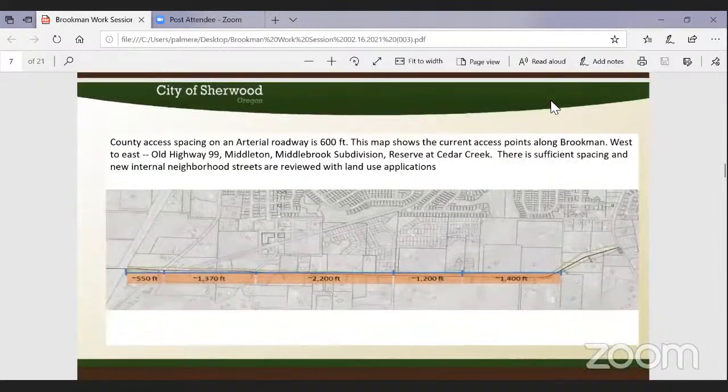So access spacing. This was brought up and we just wanted to make sure that access spacing along Brookman was going to be sufficient, and it is. This diagram right here shows access spacing right now between the current access points. It even includes the new subdivisions along Brookman. County access spacing on arterial roadways is 600 feet. And so as you can see, there are some potential possibilities for new accesses along Brookman. And then when new neighborhoods start to develop, that internal street structure will be reviewed at that time.